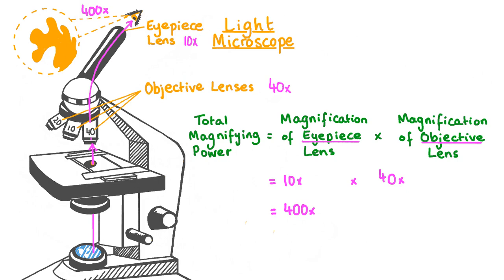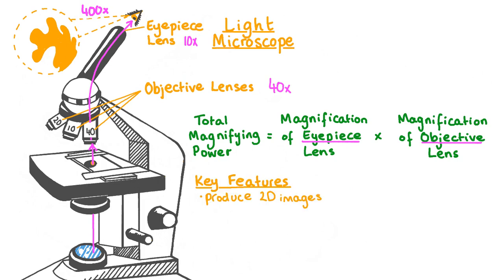Let's look at the typical features of a light microscope. Light microscopes always produce two-dimensional or 2D images. This means that the images only have a length and a width and no depth, so they appear flat. Their typical maximum magnification is around 1,500 times, so they can make objects appear 1,500 times larger than they actually are. This maximum magnification is much higher than the typical magnification of commonly available microscopes, such as those used in schools, however, which are typically producing images up to 400 times the size of the actual object.